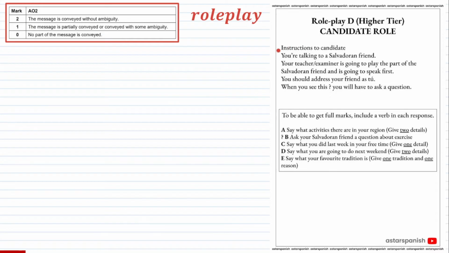Let's read this question then. So instructions of the candidate: you're talking to a Salvadoran friend. Your teacher or the examiner is going to play the part of the Salvadoran friend and is going to speak first. You should address your friend as tú, so using the informal language, and then when you see this, so a question mark, you'll have to ask a question. So 5 bullet points, 5 tasks, whatever.